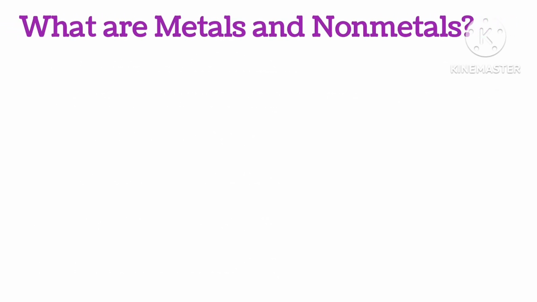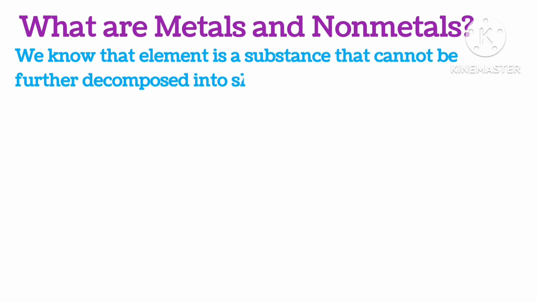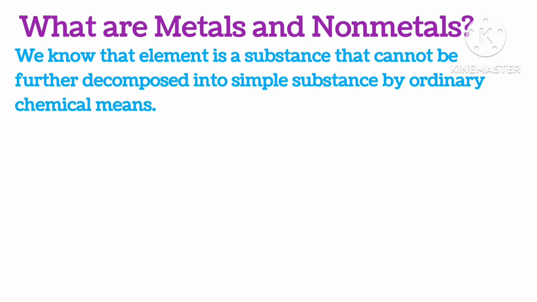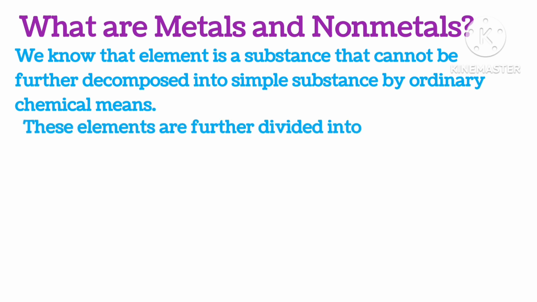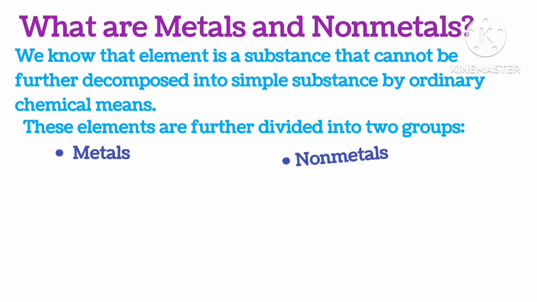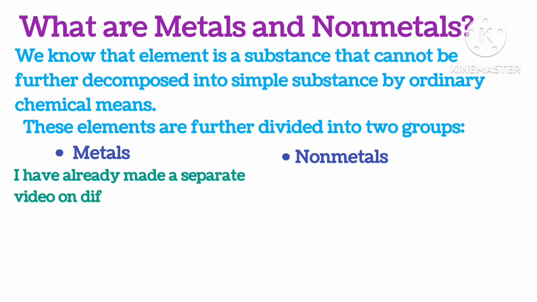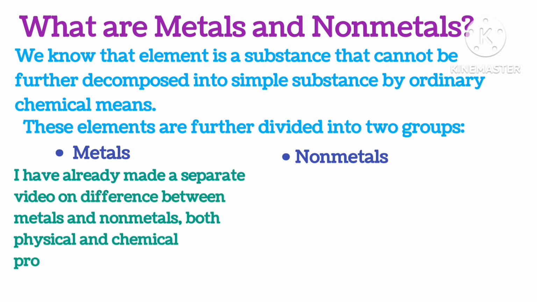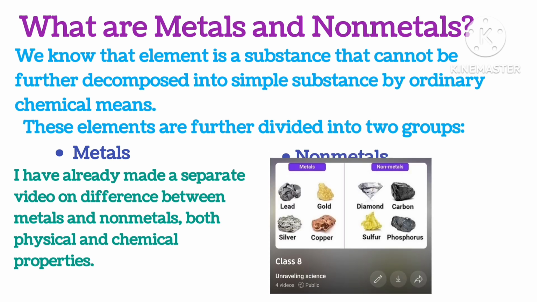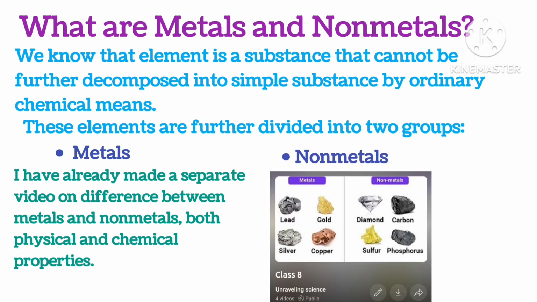What are metals and nonmetals? We know that an element is a substance that cannot be further decomposed into simpler substances by ordinary chemical means. These elements are further divided into two groups, metals and nonmetals. I have already made a separate video on the difference between metals and nonmetals, both physical and chemical properties. Link is given in the description box.